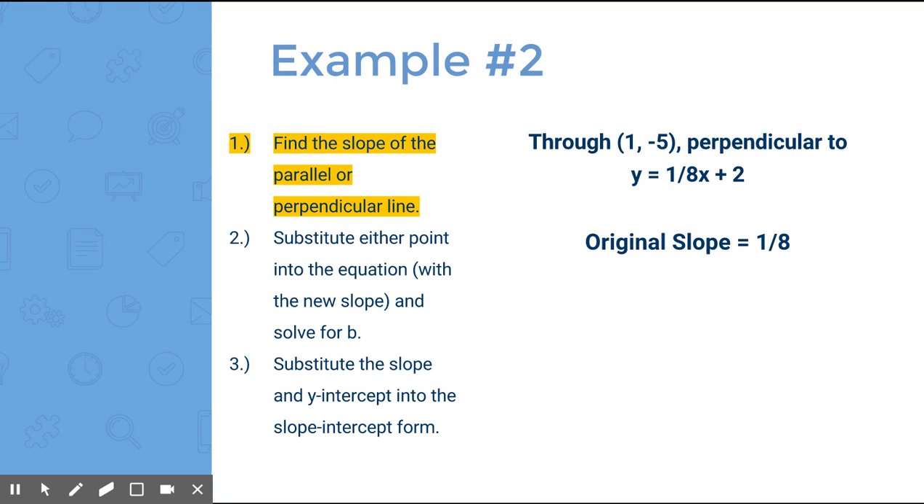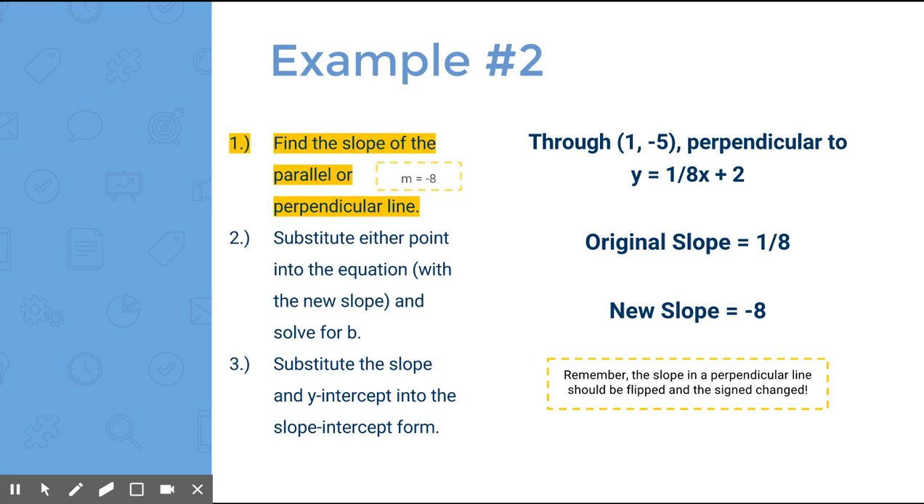Now we know our original slope is 1 over 8. So to find our new slope, we need to flip that. So we need to find the inverse and change the sign. So 1 over 8, the inverse of that would be 8 over 1, which is just 8. And since it's a positive, we're going to change it to a negative. So our new slope is simply negative 8. So we've got our slope.